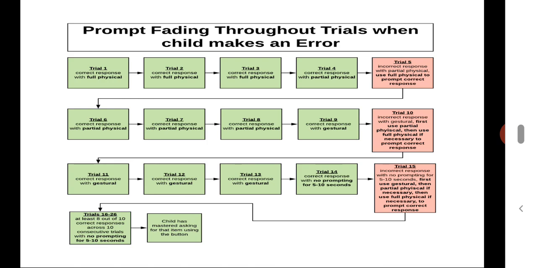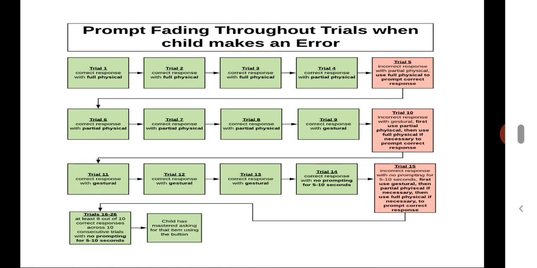If they don't touch the right button after the partial physical, then we got to move to the full physical prompt if necessary to touch the correct response. So then, after they've done that, again, we're going to go back to where we started at the beginning of trial 10. So we're going to try to get 3 trials in a row where they get the correct response of touching the right button with us just gesturally prompting the response.